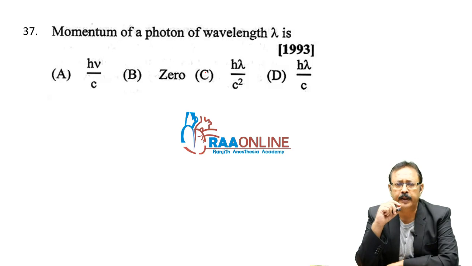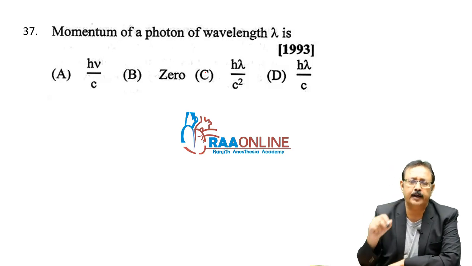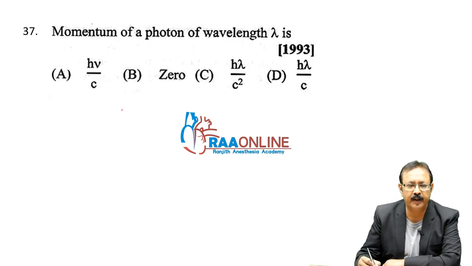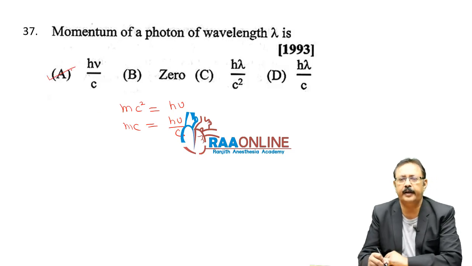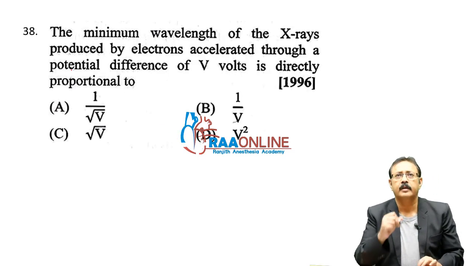Next, momentum of a photon of wavelength lambda. We know that energy is mc square, but energy is h into nu. Momentum is mass into velocity. Take one c on that side. So what is the momentum of the photon? h nu by c. So we can go with option A.